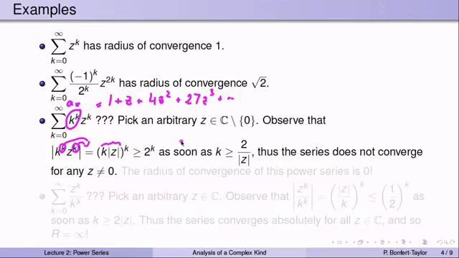But a series whose terms don't go to 0 cannot converge. The terms going to 0 is a necessary, not a sufficient, but a necessary condition for convergence. Since my terms don't go to 0, the series does not converge, and so it can't converge for any z that's non-zero. Therefore, the radius of convergence of this power series is 0. There is no disk around the origin in which the series converges. So this power series has radius of convergence 0.